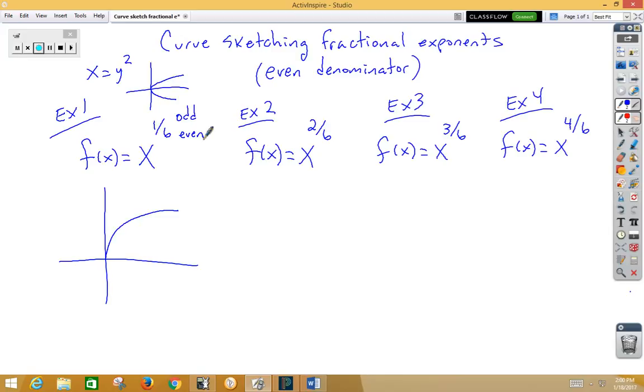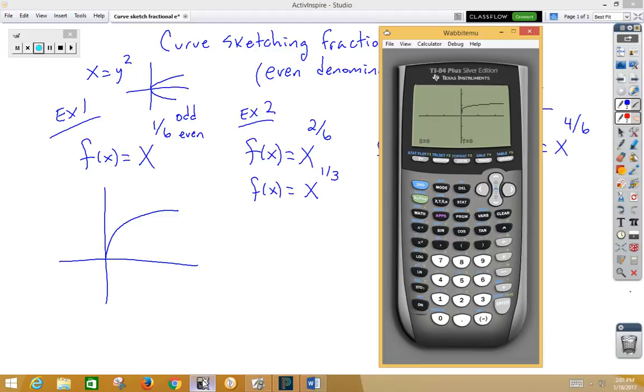Now let's look at what happens in example 2 when they're both even. Now obviously when they're both even, you could reduce, and this is going to behave like x to the 1/3, which is why I want you to reference the odd video. So if we change the 1/6 into a 2/6, it's going to behave like 1/3.